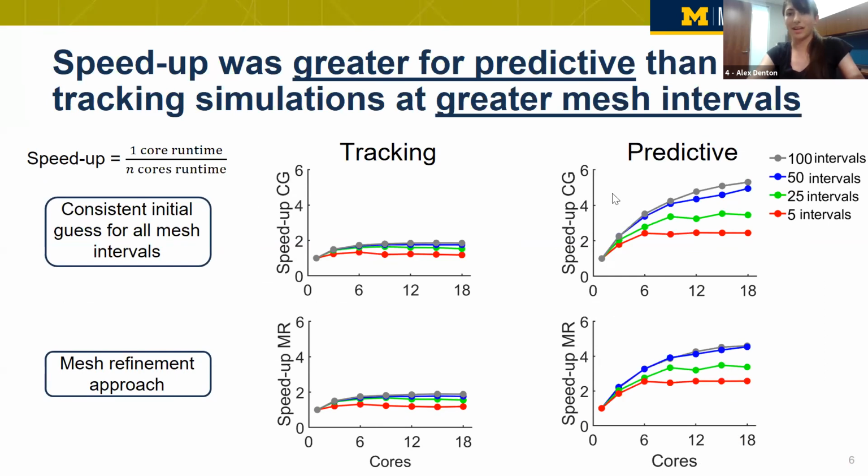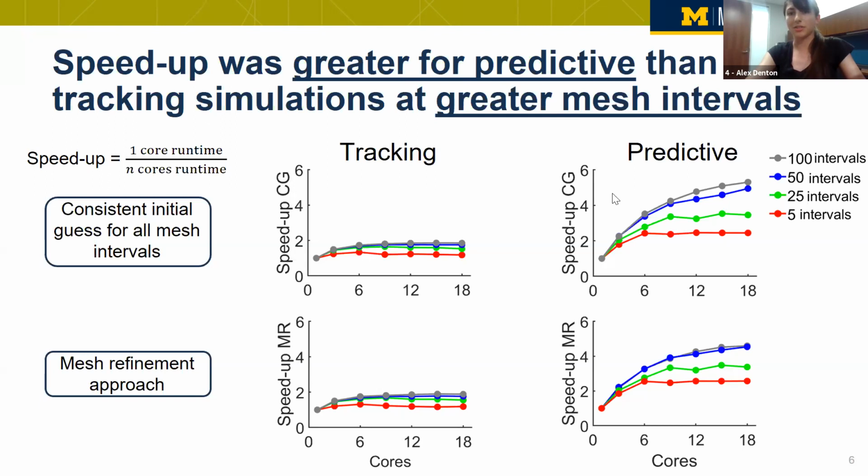Speedup was calculated as the runtime of the simulation on one core divided by the runtime of the simulation on n cores. With a larger number of mesh intervals, there was a greater speedup, and overall there was a greater speedup for the predictive than tracking simulations. Looking at the 50 and 100 interval meshes in blue and gray respectively, the maximum speedup for the tracking simulations was 2 times faster, whereas the maximum speedup for the predictive simulations was 5 times faster.